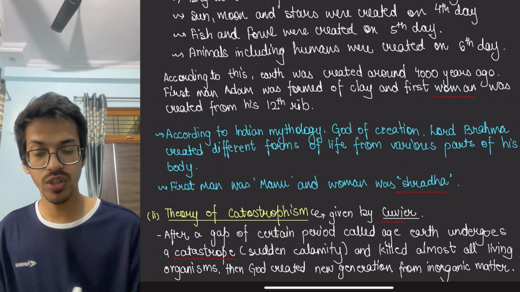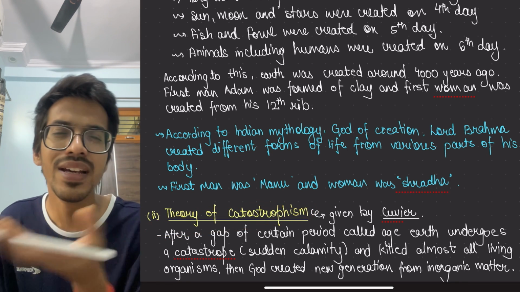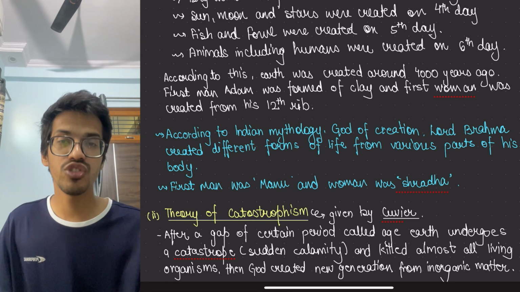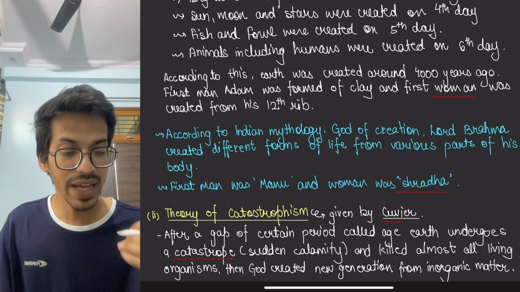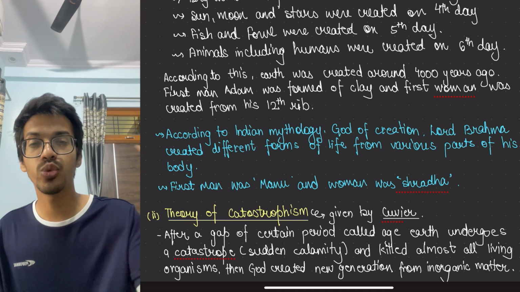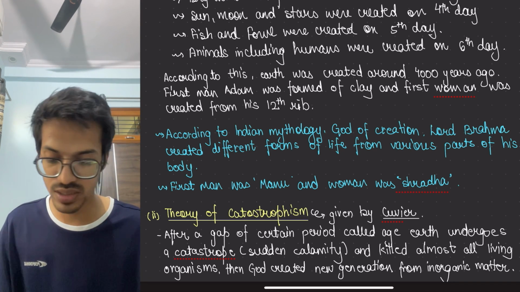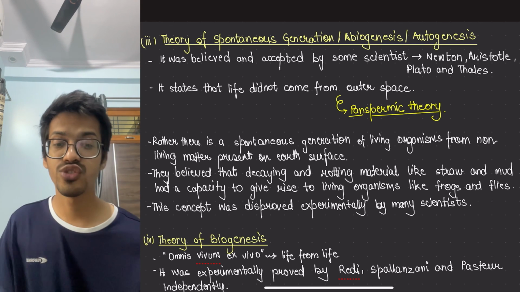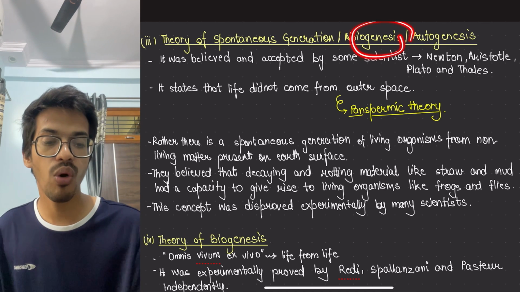So this is the theory of catastrophe, on the basis of which we have seen that after a certain period of time, big natural changes used to come. If anyone knows, the 2012 movie has a similar kind of concept. Coming to the next, that is the theory of spontaneous generation or abiogenesis or autogenesis.